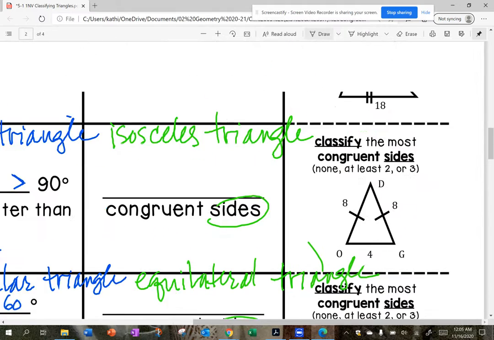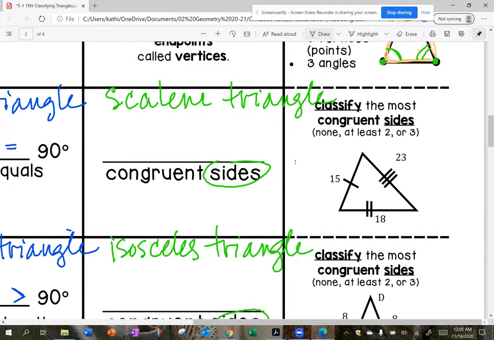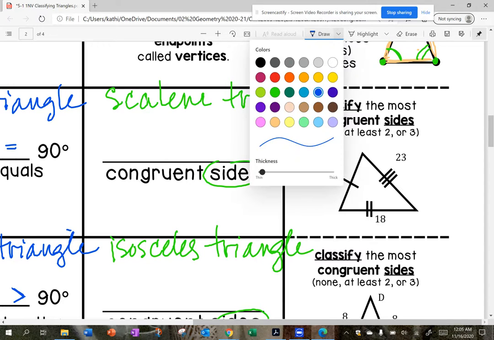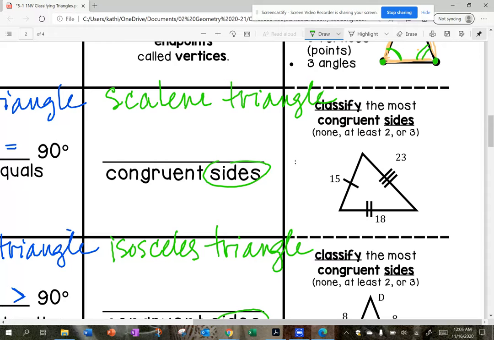Okay, let's name triangles. We have 3 different names I can name it if I name my triangle by sides. I'm going to classify by the most congruent sides. So if I'm looking in this triangle, I either have no congruent sides, at least 2, or 3. So I have 3 different marks of tick marks, or I have 3 different numbers. So in this example, I have no congruent sides. So none on the congruent side. So I call that a scalene triangle.